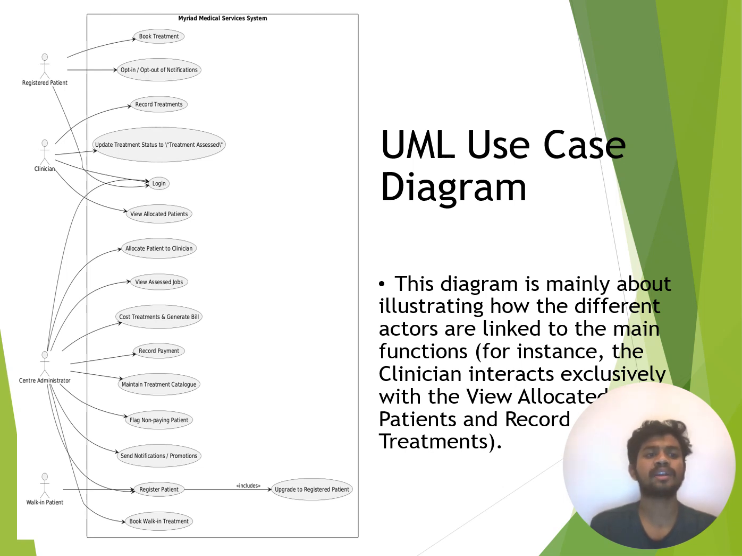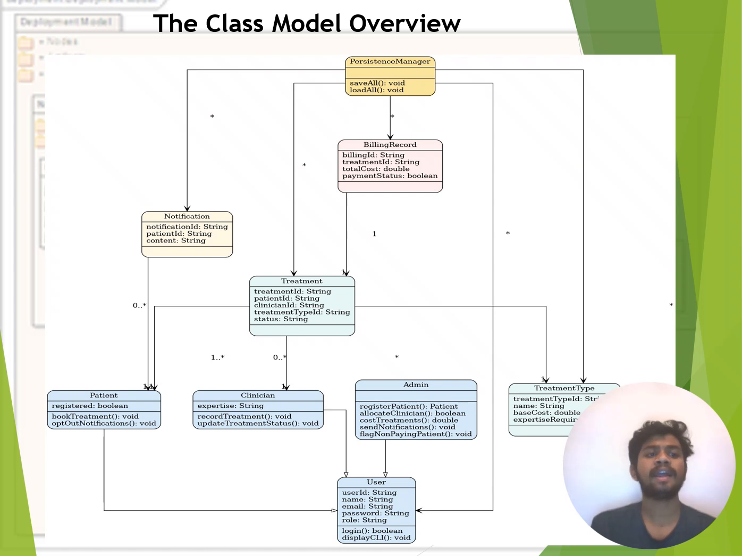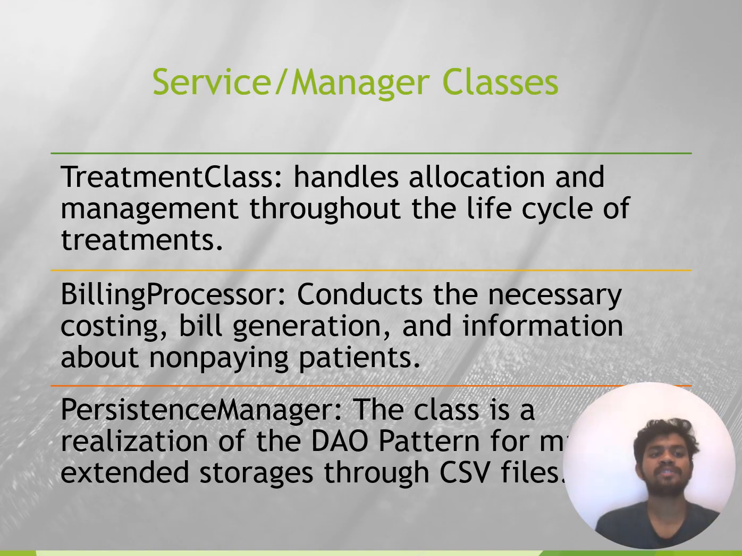For example, the clinician interacts only with the view allocated patients and record treatment. Patients interact with the booking and notifications. And the admin has access to registration, allocation, and billing operations to ensure clarity and enforce role-based boundaries. The system is divided at the structural level into service or manager classes and user hierarchy.